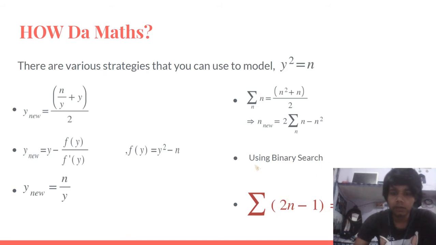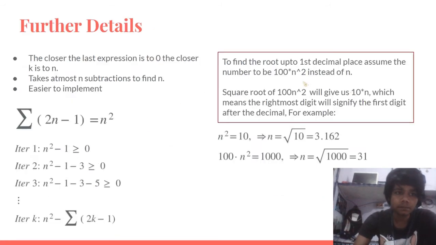We can also use binary search, but the binary search would also include multiplication of the term by itself. I mean, finding the value of n square for each element in the sample space, so that would be inefficient too. In this formula, I will show you why this is the most efficient way we can use to find the square root, and let's move on to the next slide.